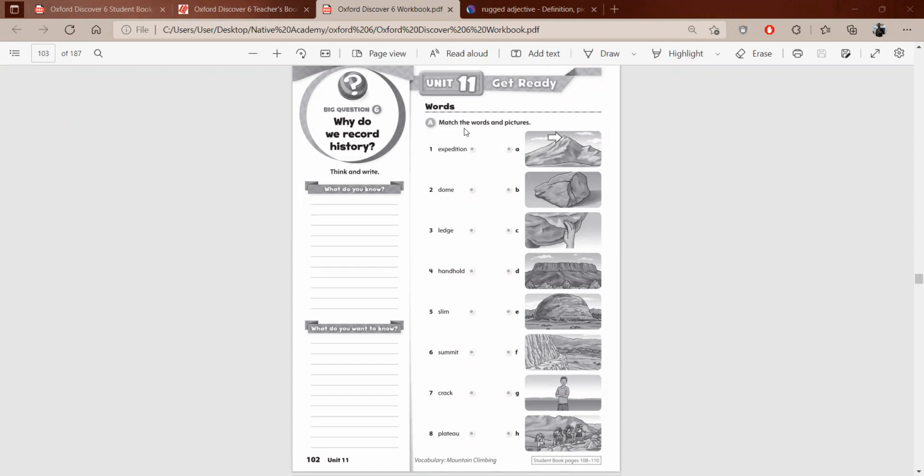Number one was H. Number two, with expedition, E. Wait a minute, please. What is the meaning of expedition, please? Expedition, like when you travel with your friends or with a group of people to study nature, to see with your eyes, to explore. Okay, so expedition with H.